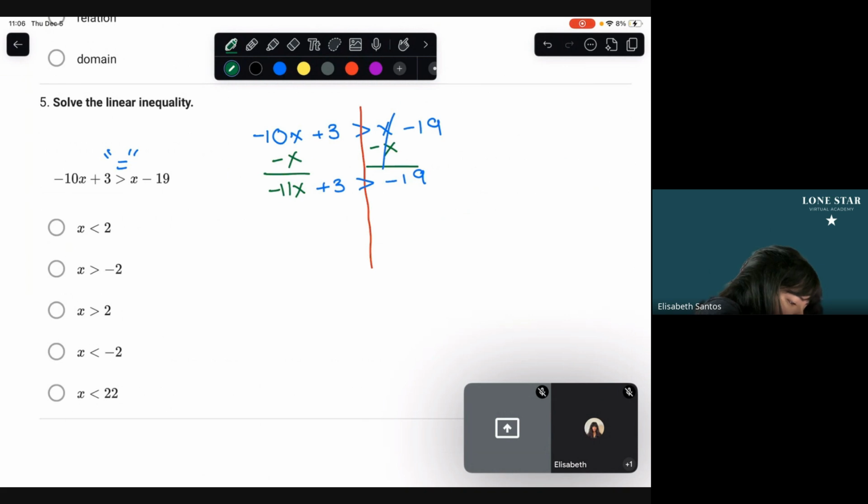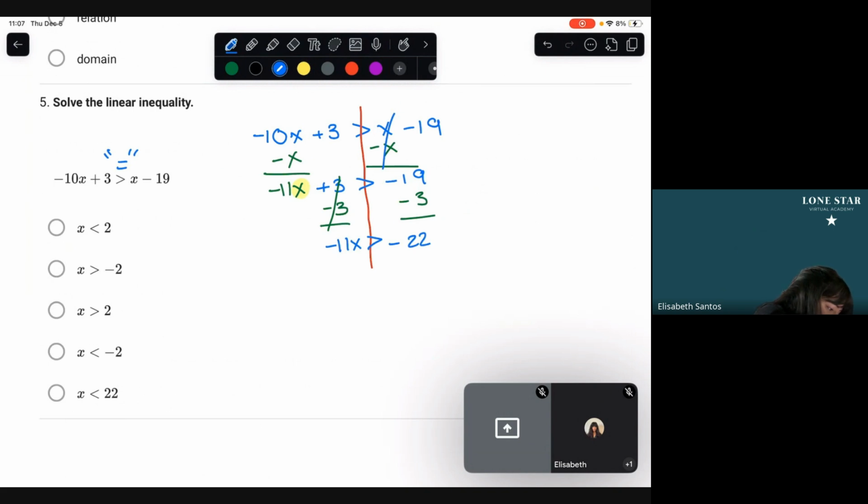Next thing I'm going to do, so I'm trying to get x by itself. I am going to move the 3. And since it's adding through, we're going to do the opposite, which is subtract 3 on both sides. And so this cancels, that gives a 0. And then we're left with negative 11x is greater than negative 19 minus 3 is negative 22.